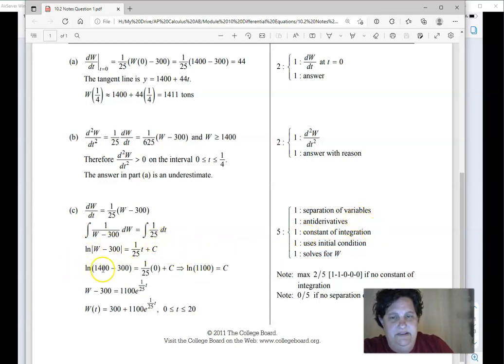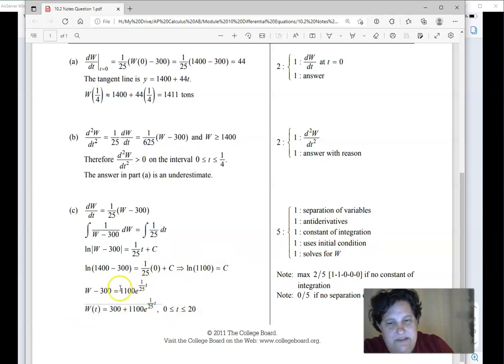1 point for finding c. There we go. 1 point for using the initial condition. Constant of integration. I think that means 1 point to put plus c, and then 1 point to actually solve for c. I don't know. And then 1 point to solve for w.